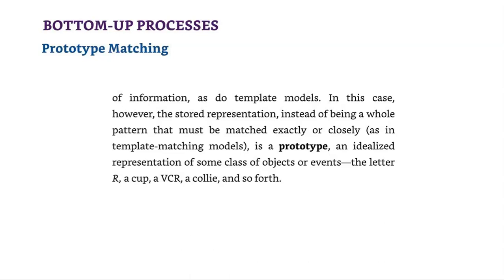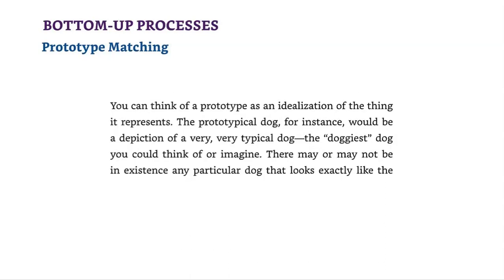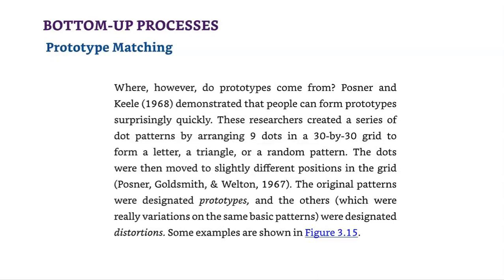What's an atypical dog? A dachshund, maybe. Very long and low to the ground. Whereas a more prototypical dog would be maybe a lab, or just a slightly larger dog whose torso is further above the ground than a dachshund. So you could think of a prototype as an idealization of the thing it represents. And the prototypical dog, for instance, would be a depiction of a very, very typical dog, the doggiest dog you can imagine. Where do they come from?